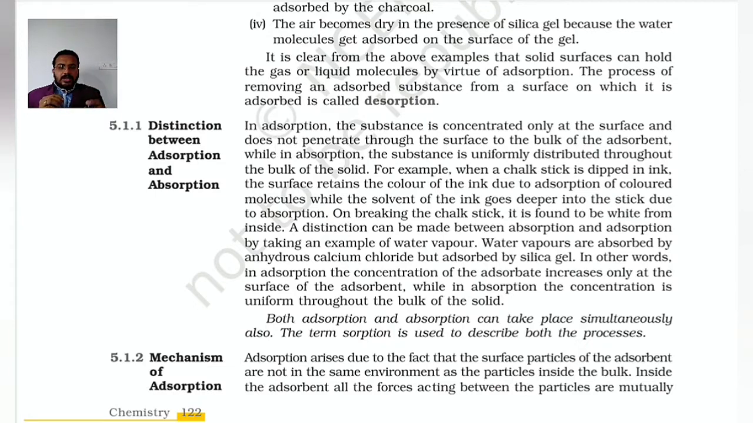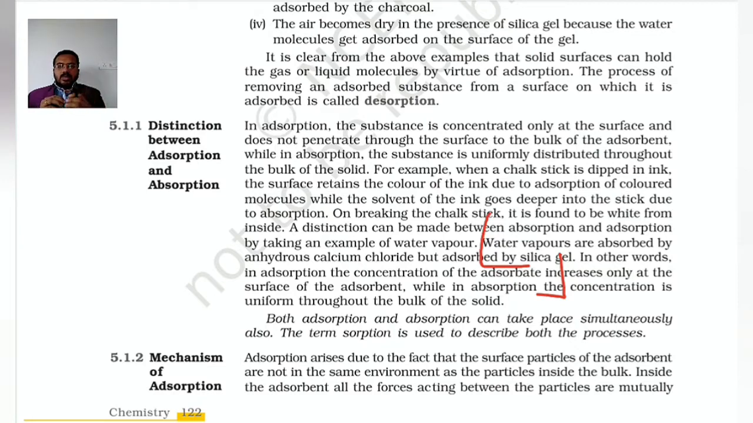The distinction can be made between adsorption and absorption by taking an example of water vapor. Water vapors are absorbed by anhydrous calcium chloride but adsorbed by silica gel. What does this mean? Water vapors are absorbed by anhydrous calcium chloride. What do you mean by anhydrous calcium chloride? Calcium chloride molecules that do not have water content. Anhydrous means devoid of water.